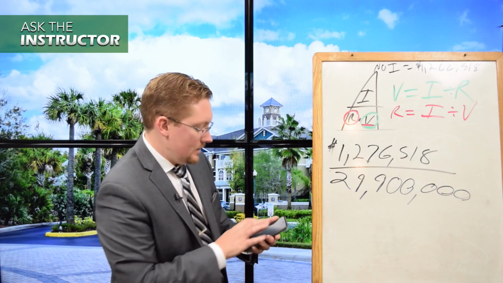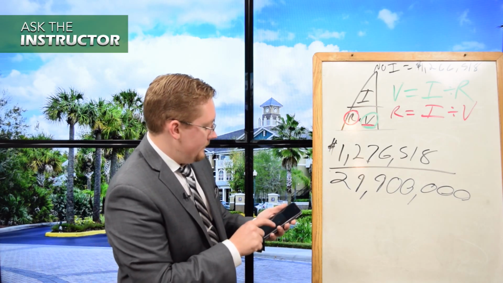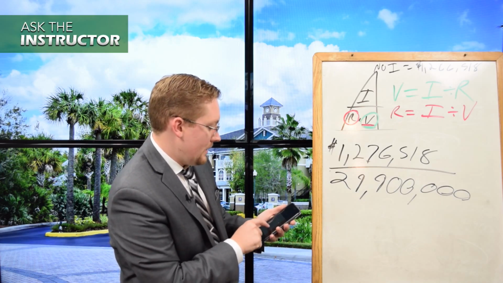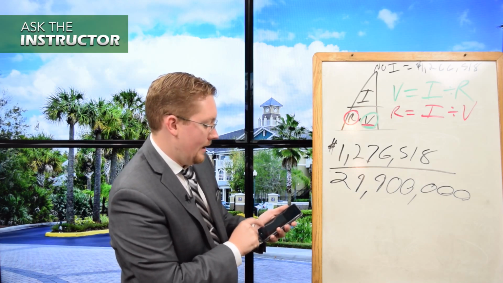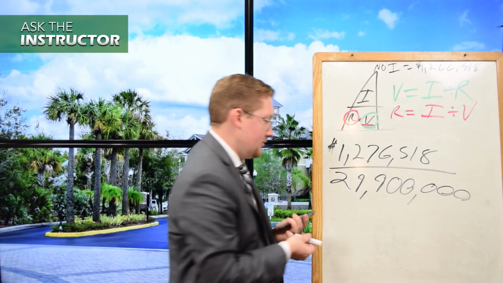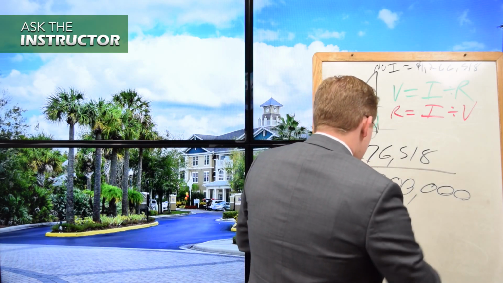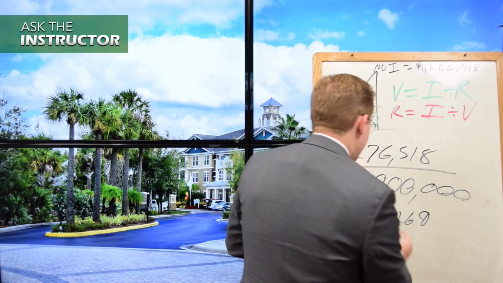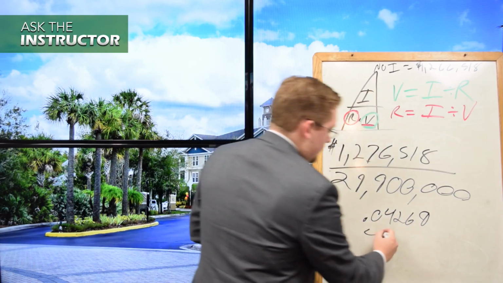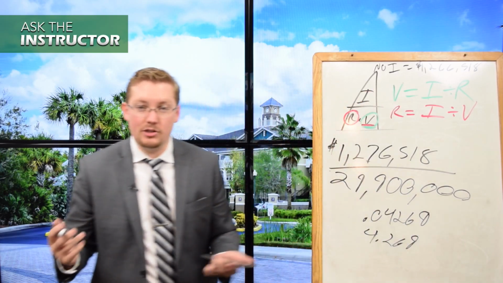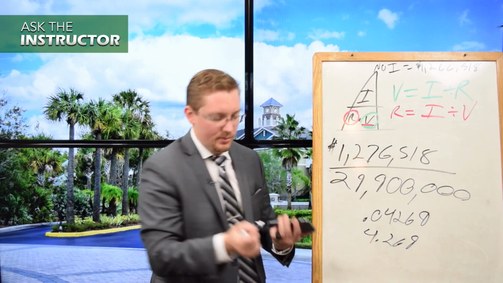So let's now take this and do $1,276,518 and divide that up by $29,900,000. And now we're bumped up to, it really didn't even change our number that much. We're at 0.04269, which is 4.269%. So we're still at a 4.2, but instead of a 4.235, we bumped it up to a 4.269.